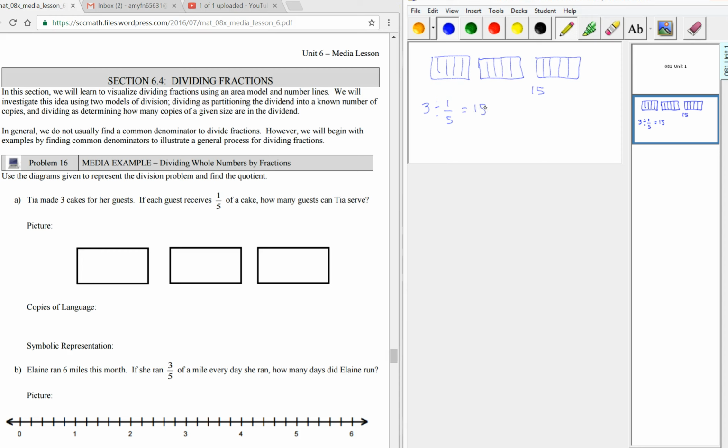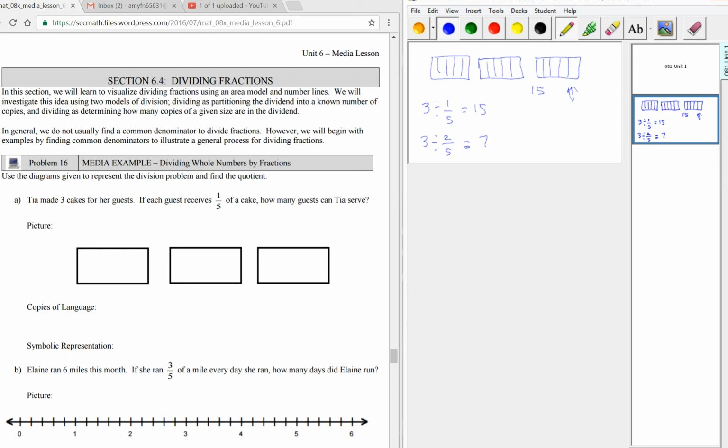Now here we're going to do a bunch of different types of problems, but as a classroom activity, I usually extend this and say, well, what if she gives each person 2/5 of a cake? Well, this would be 1 serving, 2 servings, 3 servings, 4, 5, 6, 7 servings. So that's 7 servings, and you have 1 piece left over. Now what do you do with that 1 piece?